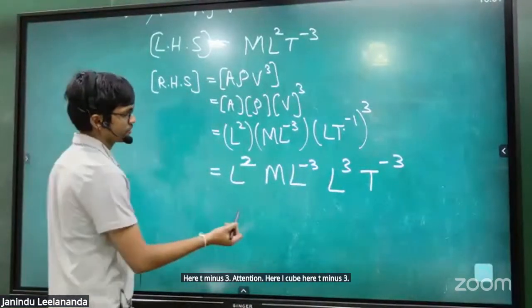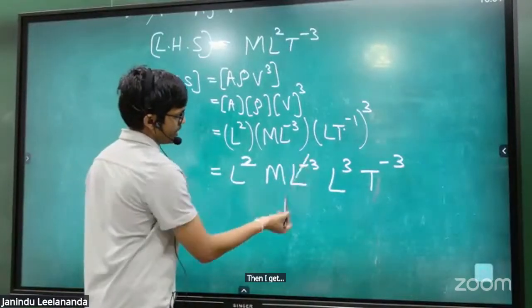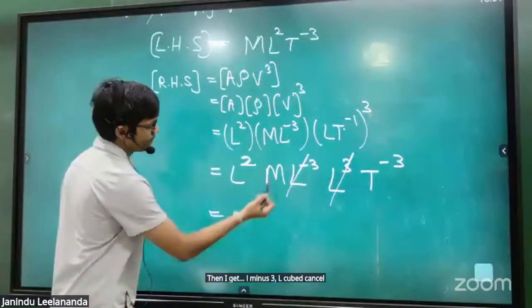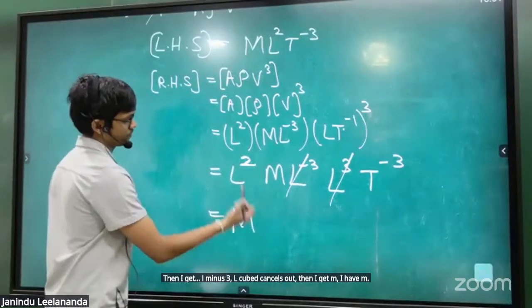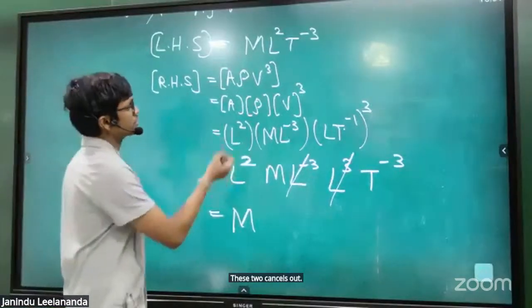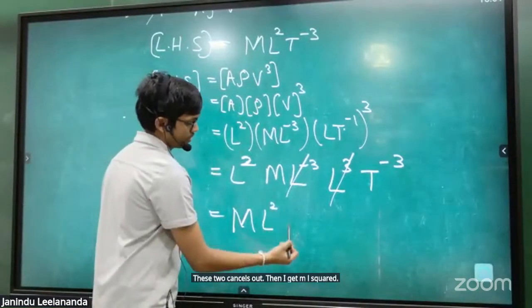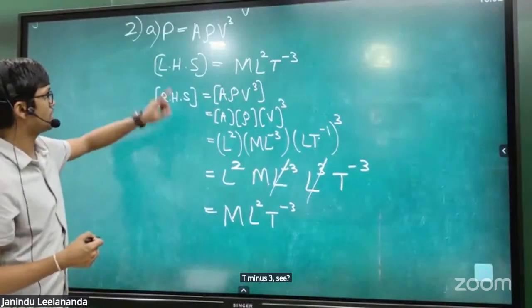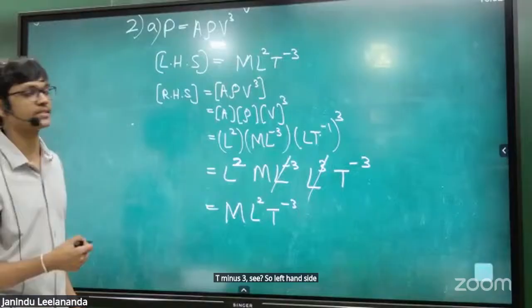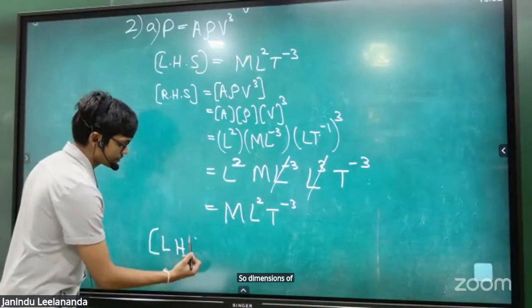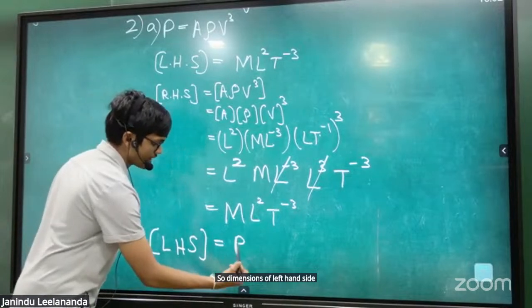Then I get L minus 3, L cube cancels out, then I have m, these two cancel out, then I get m, L squared, t minus 3. See? So left hand side is equal to right hand side, right? So dimensions of left hand side equals dimensions of right hand side.